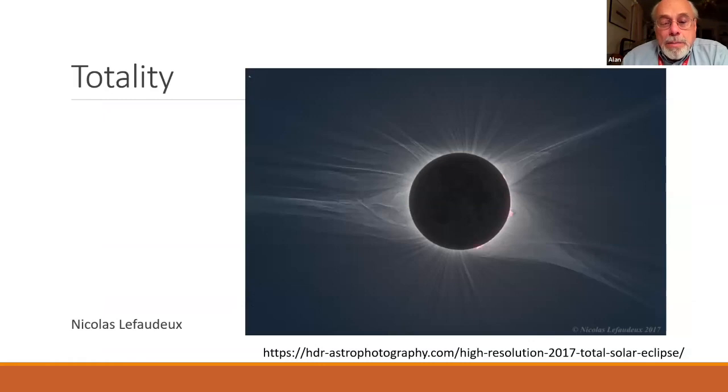Okay, and then you get to the main event, which is totality. And you're not going to see it like this. This is a composite of 70 images, which were adjusted to get high dynamic range. But your eye is a good high dynamic range instrument, so you will get a lot of the same effects.